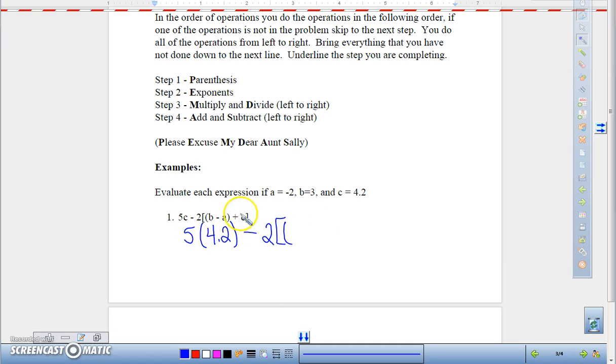Write it just like it is. Then you have a B. B is 3 minus A, which is -2. And again, this is a reason why we put the parentheses around it when we substitute in, because we have a minus and a negative sign together. And we'll take care of that here in just a second.